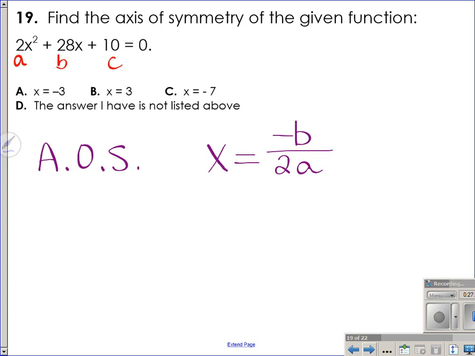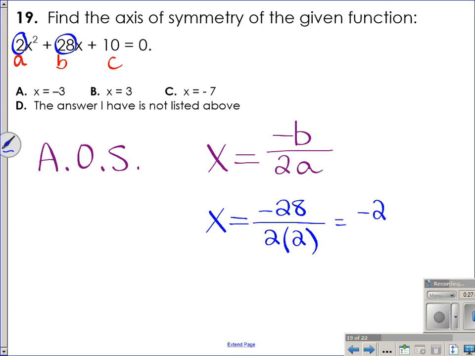So when you go to calculate this now, x equals, our current b value is positive 28. So the opposite of that is negative 28 divided by 2 times our a value, which is 2. Okay? So we get negative 28 divided by 2 times 2, which is 4. Negative 28 divided by 4 is negative 7. So our axis of symmetry is x equals negative 7, which is C. Okay?